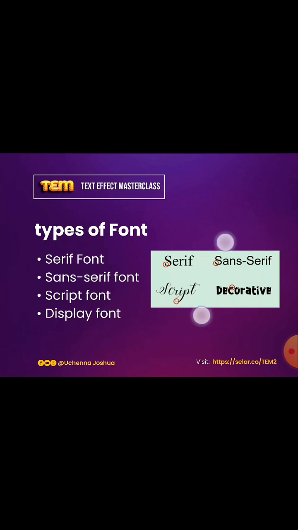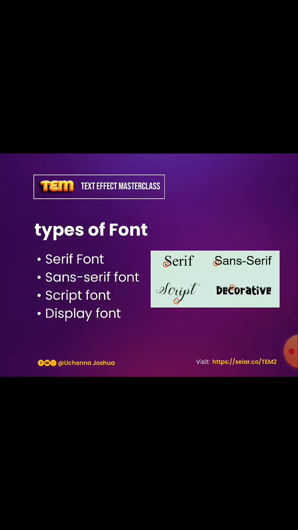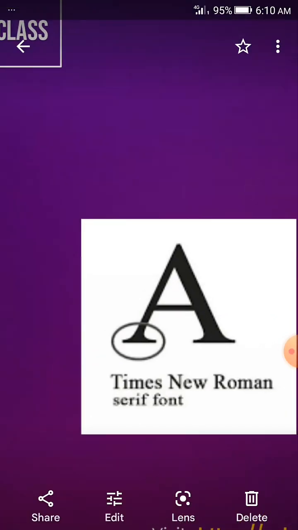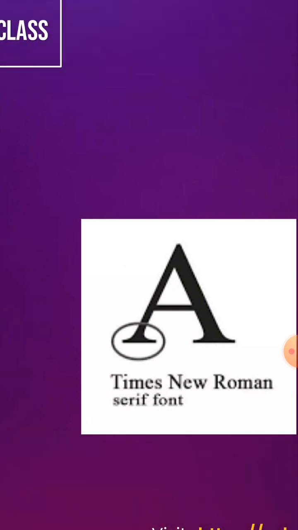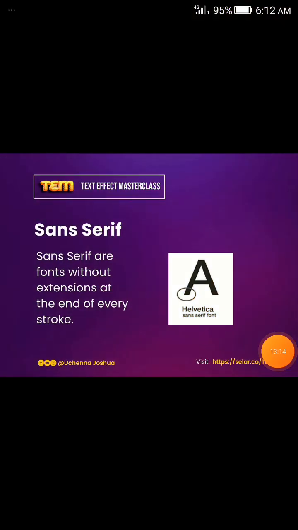Okay, you have a brief view here of what those mean, so we go over the details. The serif fonts are fonts with extensions at the end of every stroke. That is a serif font for you. You can see the extension here. This extension is what makes it a serif font. It's not the same for a sans serif. The sans serif font is just the opposite of the serif font. They are fonts without extensions at the end of every stroke.